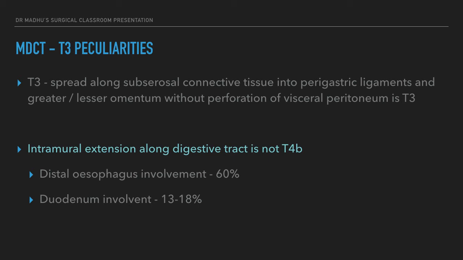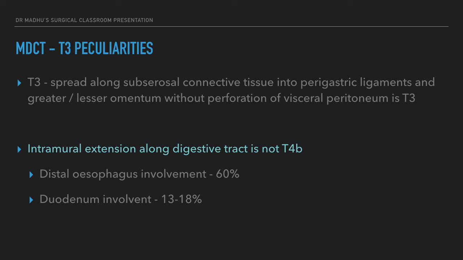Second peculiarity is intramural extension along the digestive tract. Tumor from the stomach can involve the esophagus when it is proximal, and can involve the duodenum when it is a distal gastric cancer. So, if intramural extension occurs along the digestive tract into the esophagus or duodenum, it is not considered an adjacent organ involvement or a T4B lesion.